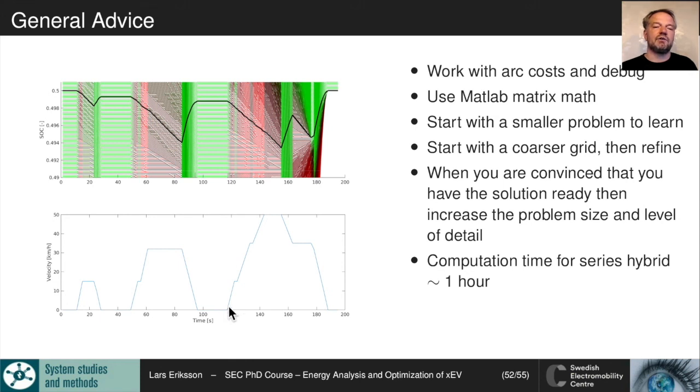And then you jump up to bigger and bigger problems. And when you're convinced that you have the solution ready, you increase the problem size and level of detail. Normally, a reasonable grid size for the series hybrid will take about an hour to complete for the European cycle. It will be longer for the American and the WLTP. Anyway, I think this is like the crown jewel of the course, where you can generate the optimal control strategies for very complex models. You have to know of the drawbacks and advantages of it.